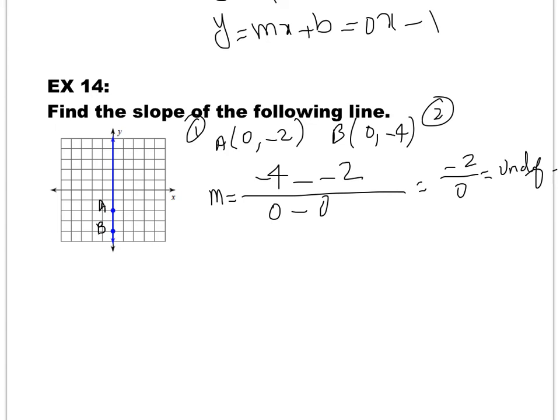Now, what is the equation of the line? You can see that the line here, the y value is changing, but the x value is what? What is the x value along this line? It's always 0. It doesn't matter what the y value is, it's always 0. Look at the points A and B. x is 0, x is 0, y changes. So the equation of the line is x equals 0. That's it. That's the equation of the line, because x is always 0. It doesn't matter what y is.